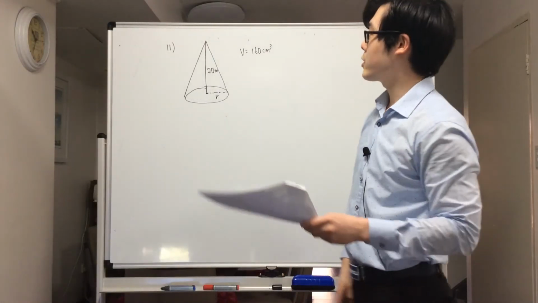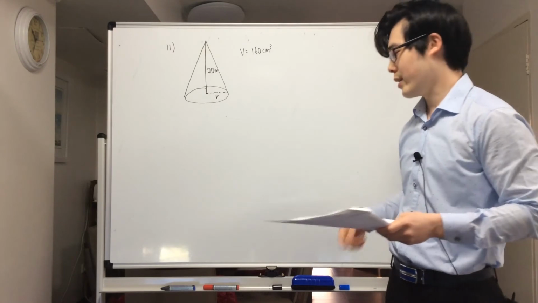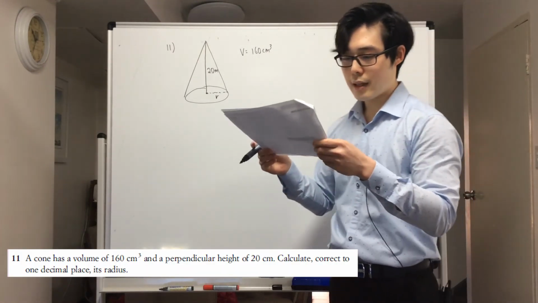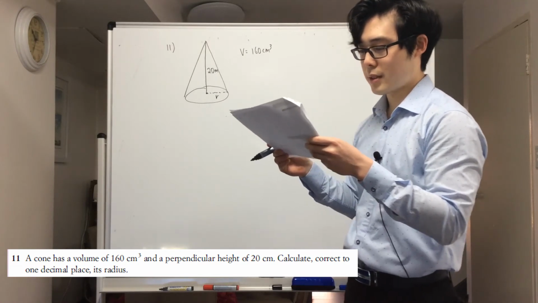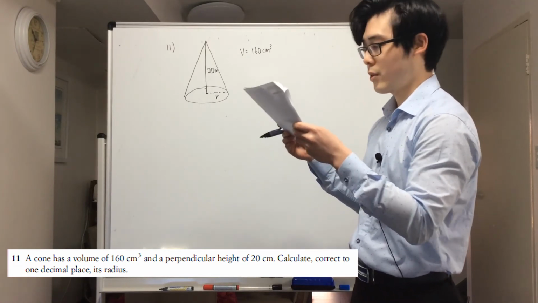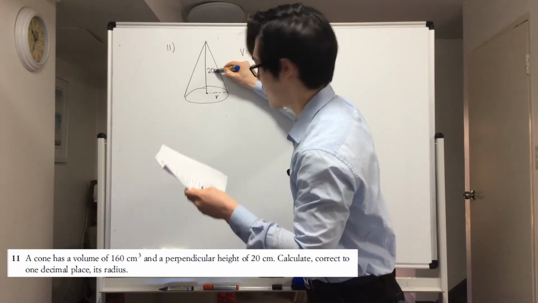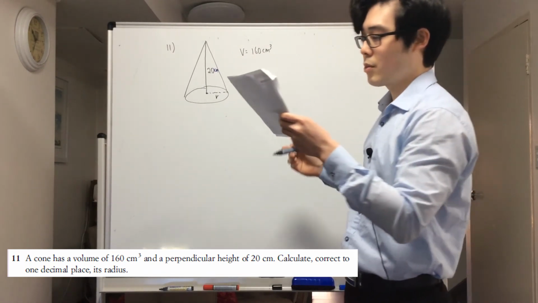I'm going to go through question 11, which a lot of you girls struggle to do when it comes to questions where you've got to work backwards. Let's have a look at question 11. It says a cone has a volume of 160 cubic centimeters and a perpendicular height of 20 centimeters. Sorry, centimeters, not meters. Okay. Calculate correct to one decimal place its radius.